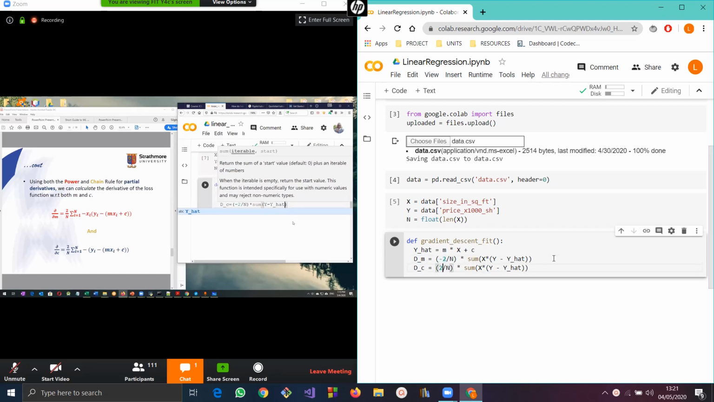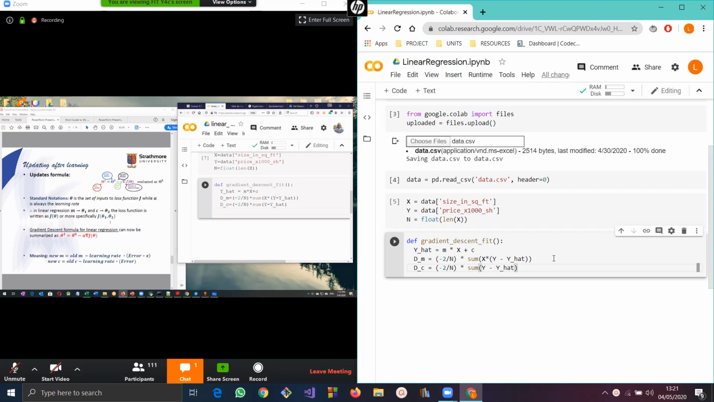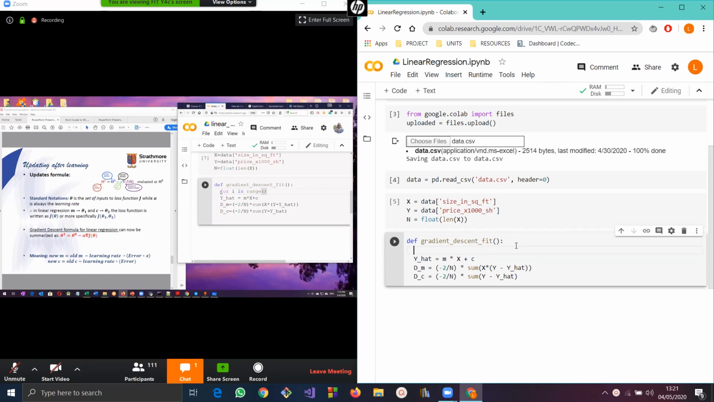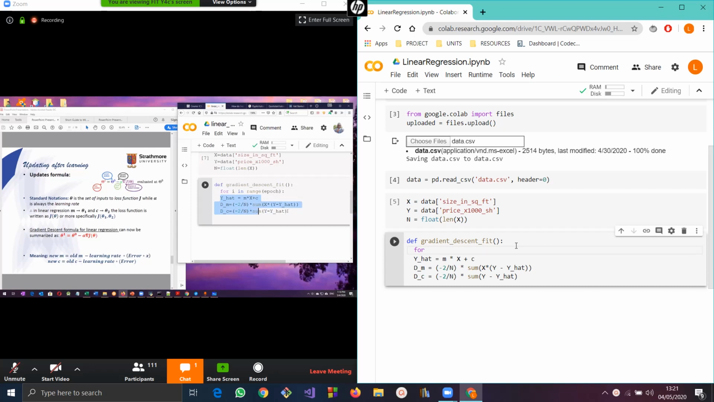So we are coding a bit slowly because there are quite a number of them. Anyway, after doing the derivatives, the next thing that will happen is to update. In every iteration, so we need the iteration. So here I'm just going to say for i in range, depending on the epochs that I have. We need to obey indentation.